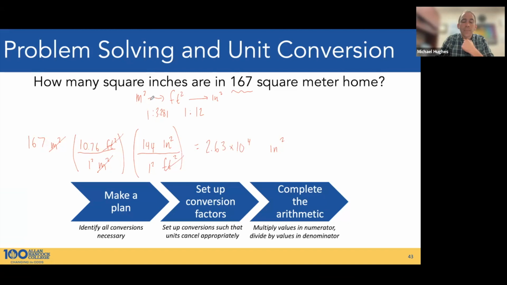So again, we set up our conversion factor plan with the base relationships. Then we square or cube, depending on what's required of us, all of the values, and then we complete the arithmetic in the exact same way that we've been doing.